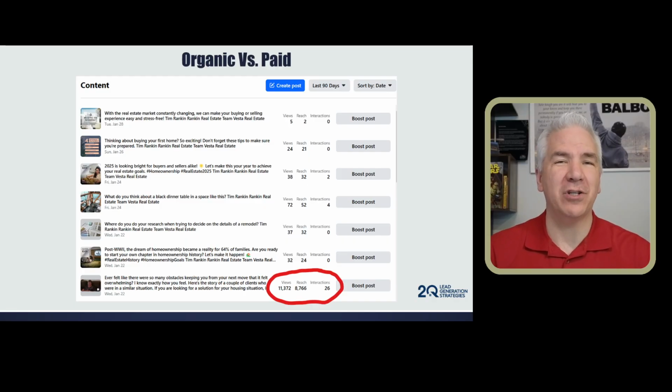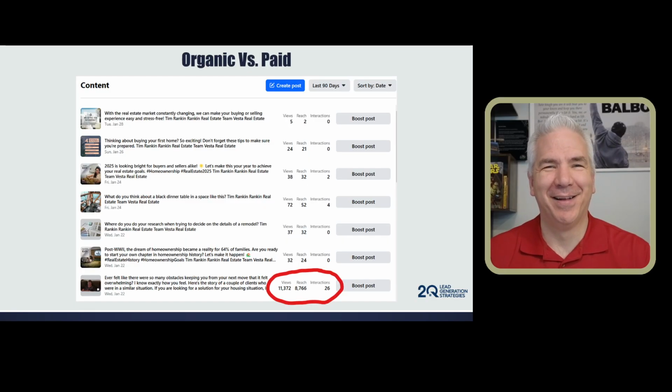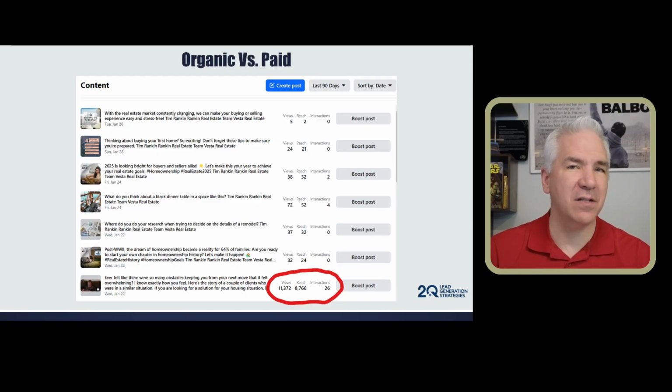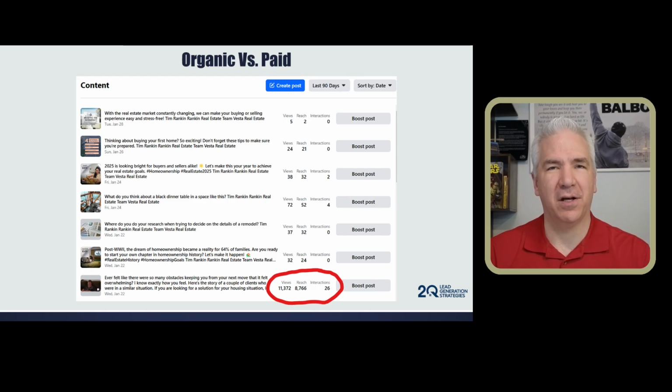Did you miss what we just talked about? That's how many people saw it for free. Okay, the one on the bottom where the reach was 8,766. The reason why that one had so much more was because, you guessed it, we ran an ad on that specific post.